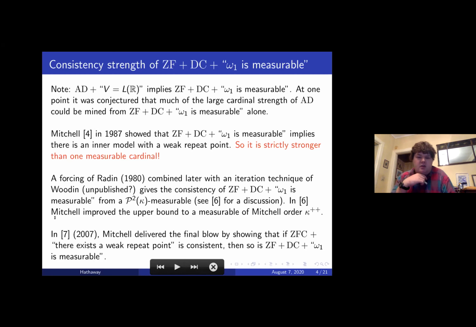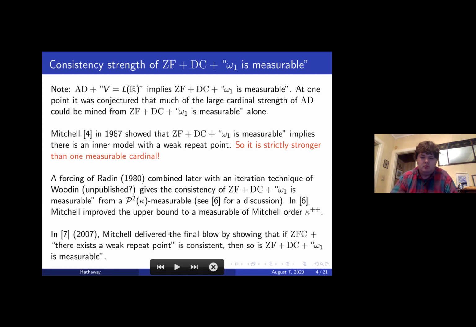And then finally, in 2007, Mitchell significantly lowered the upper bound. Mitchell lowered the upper bound all the way to ZFC plus there exists a weak repeat point. In other words, the consistency strength of ZFC plus DC plus omega 1 is measurable via the club filter is exactly ZFC plus there exists a weak repeat point.